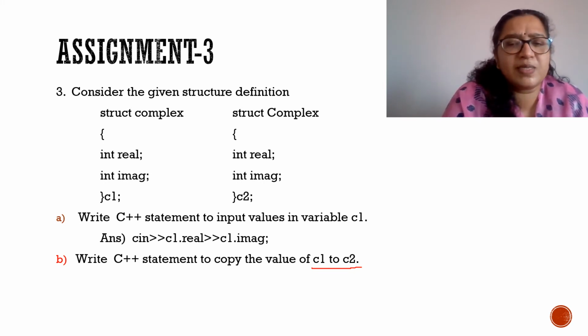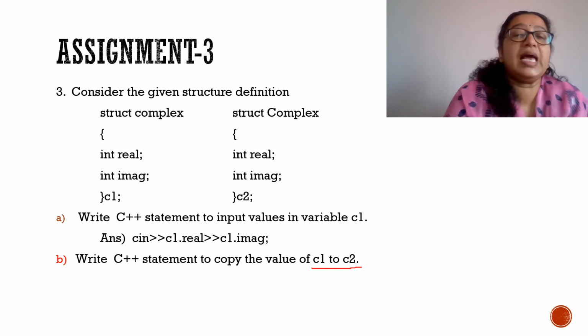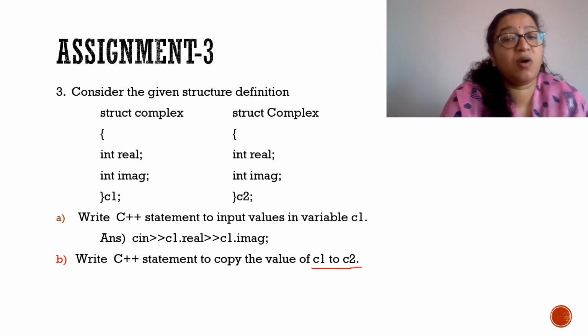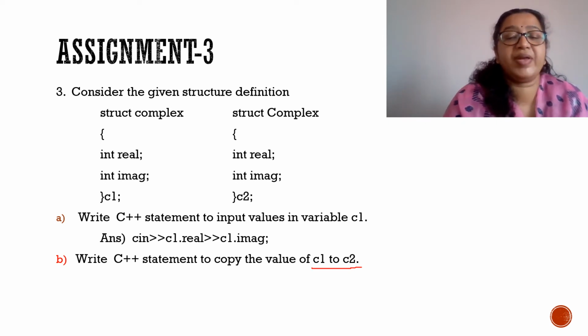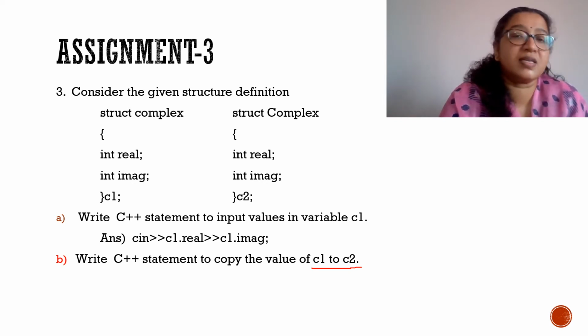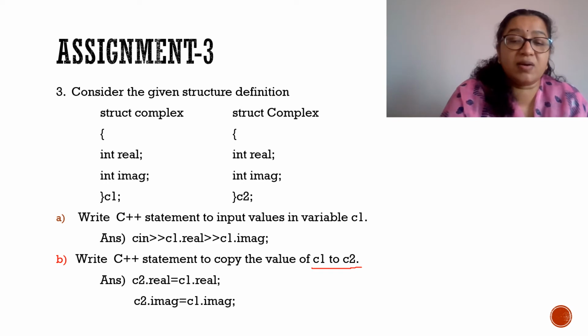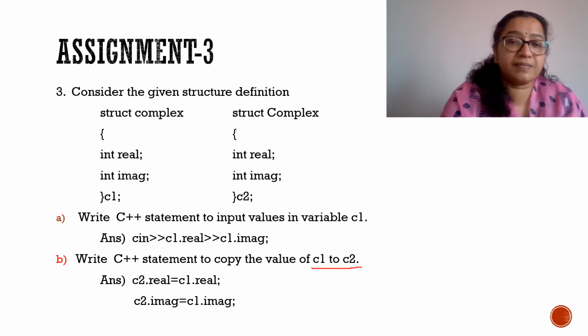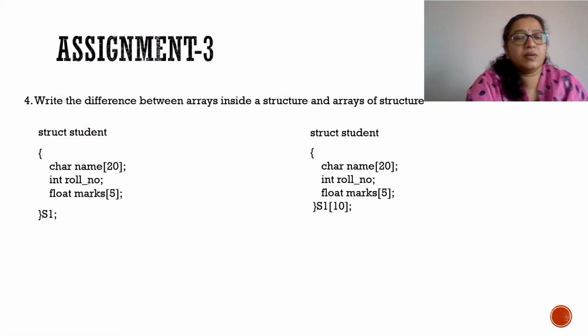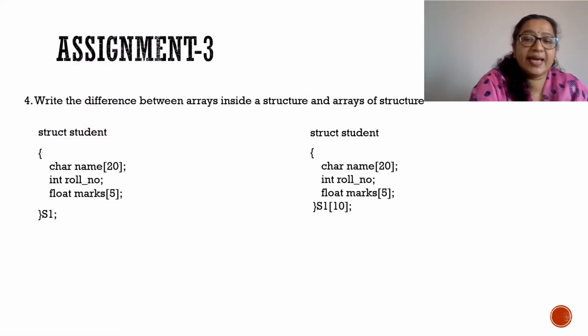If it is not possible, how can we copy? We can copy element by element. C2 dot real is equal to C1 dot real, and C2 dot image is equal to C1 dot image. It is possible. So the answer is C2 dot real is equal to C1 dot real and C2 dot image is equal to C1 dot image. Clear?